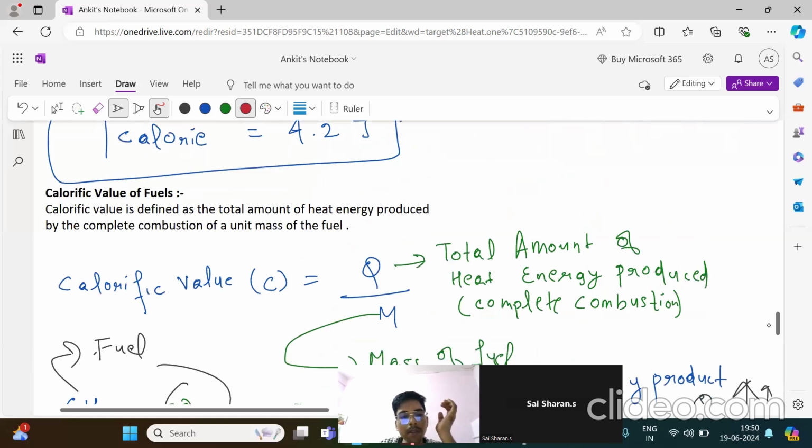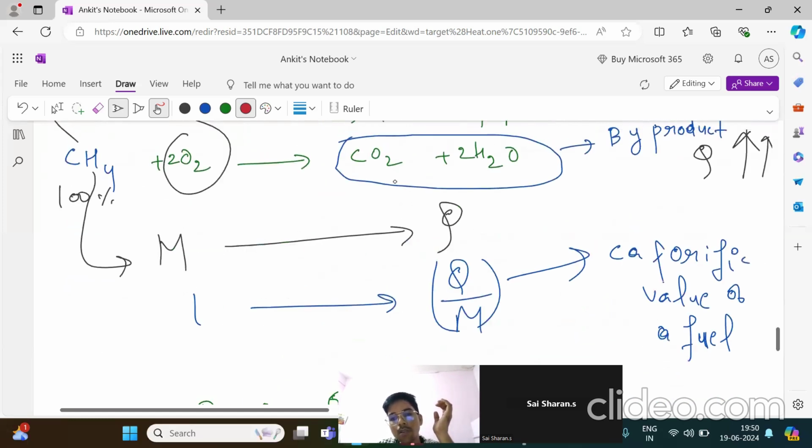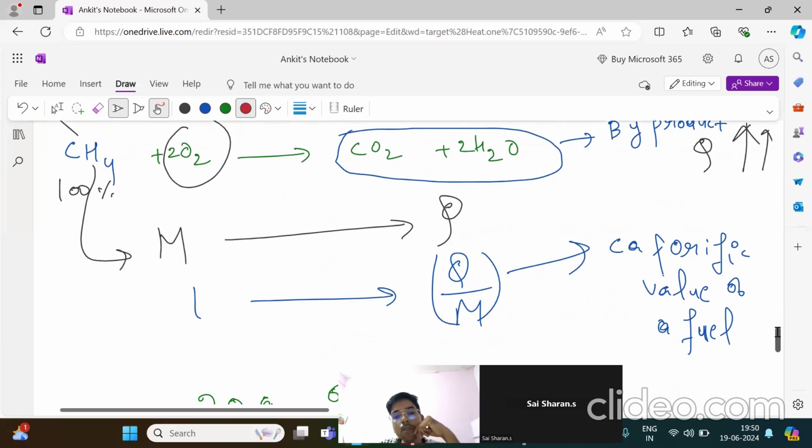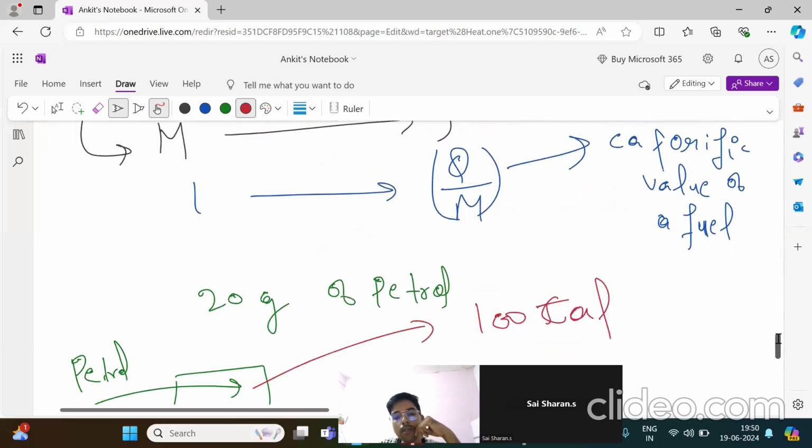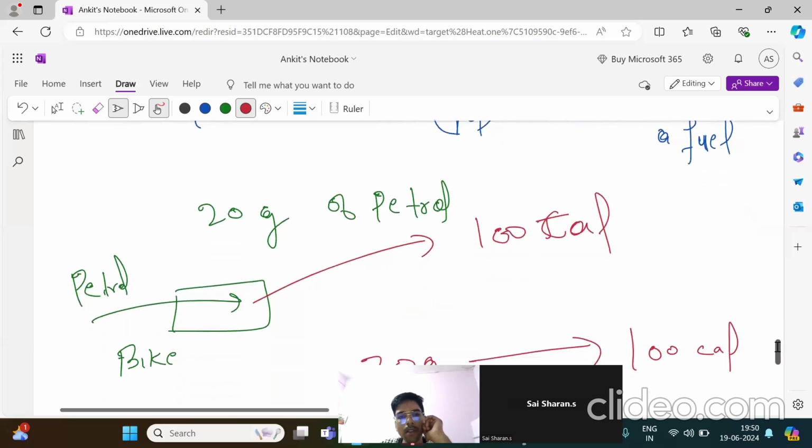And it is very important, complete combustion of fuel. Complete combustion must be. Complete combustion means in the output you will see CO2 and water. Clear? If you see carbon monoxide as a byproduct, it means there it is incomplete combustion. In chemistry, I think you have learned.